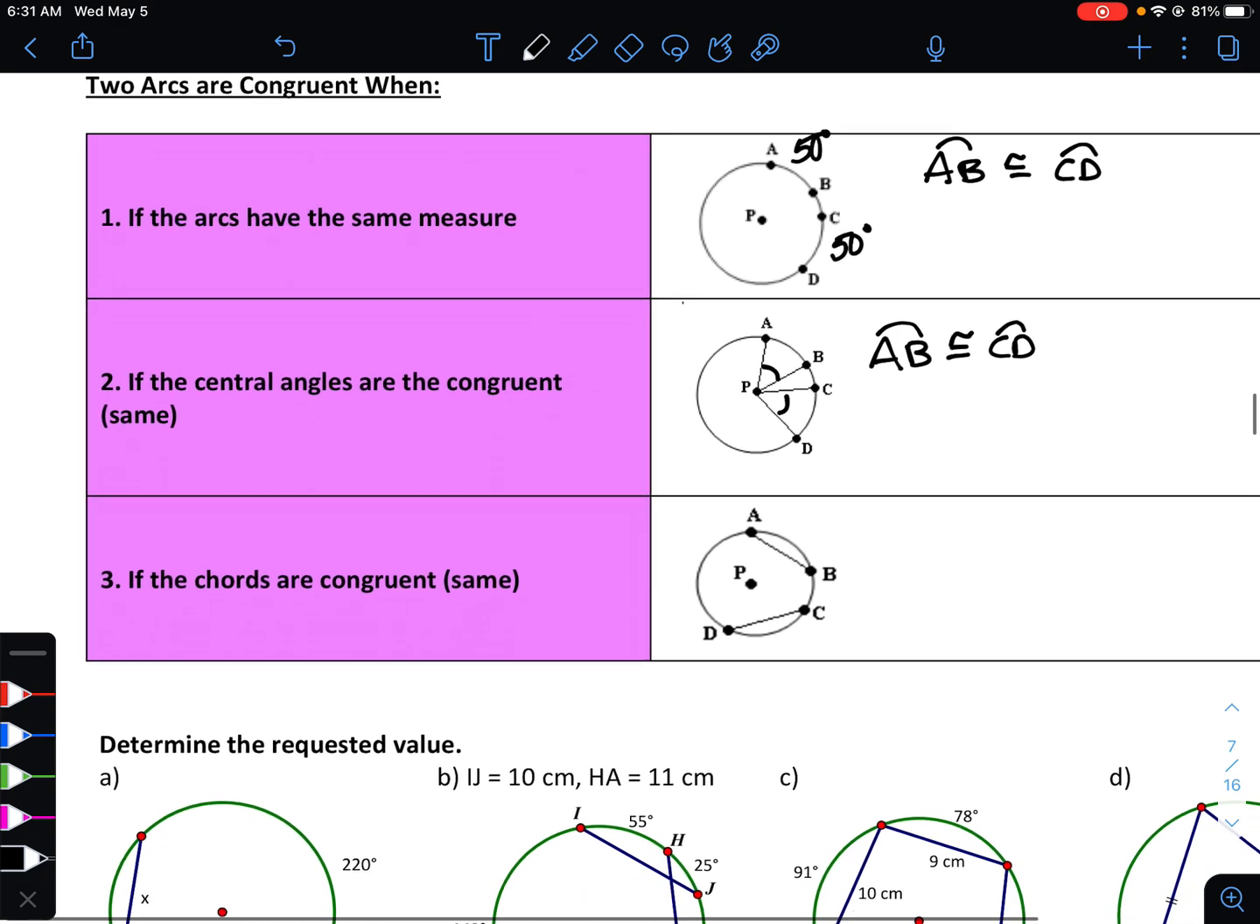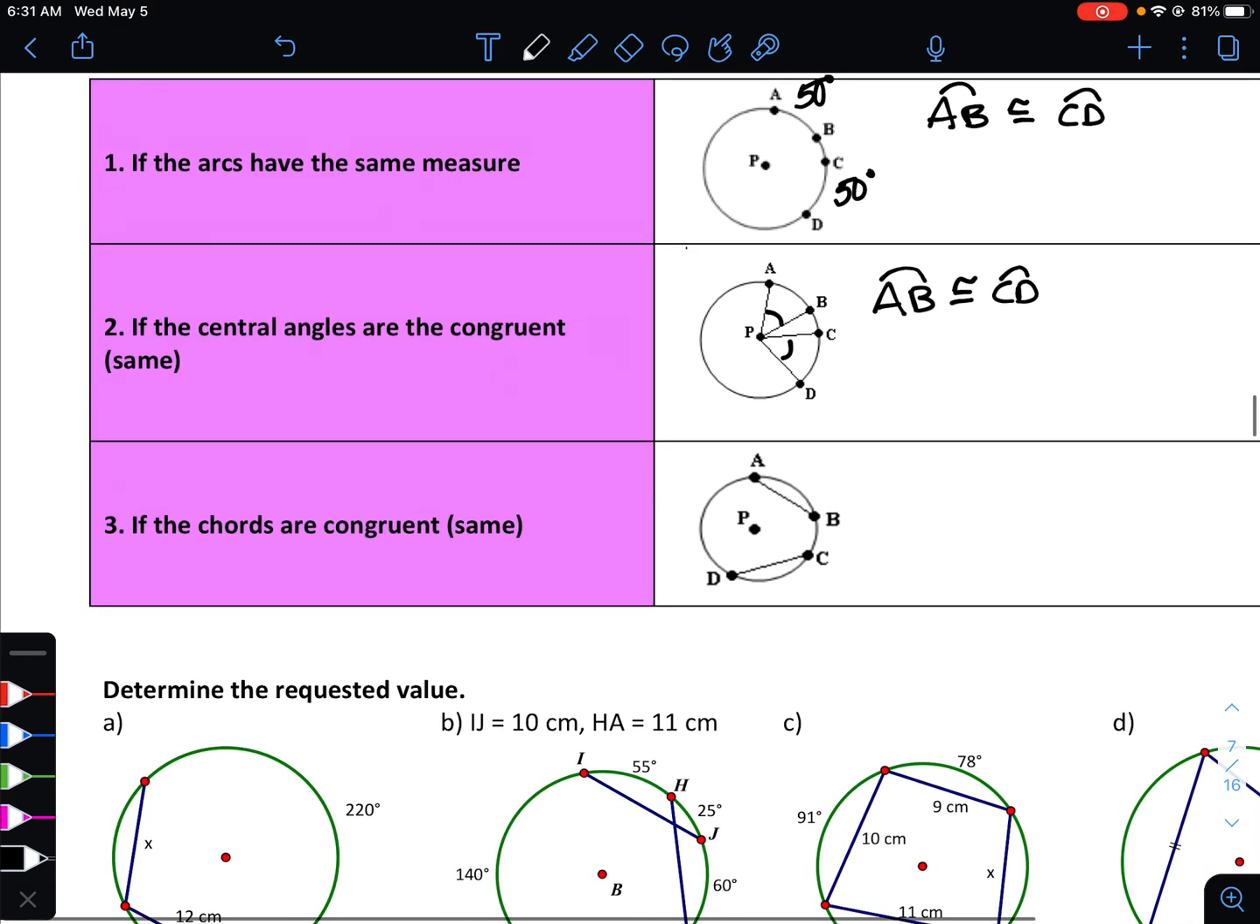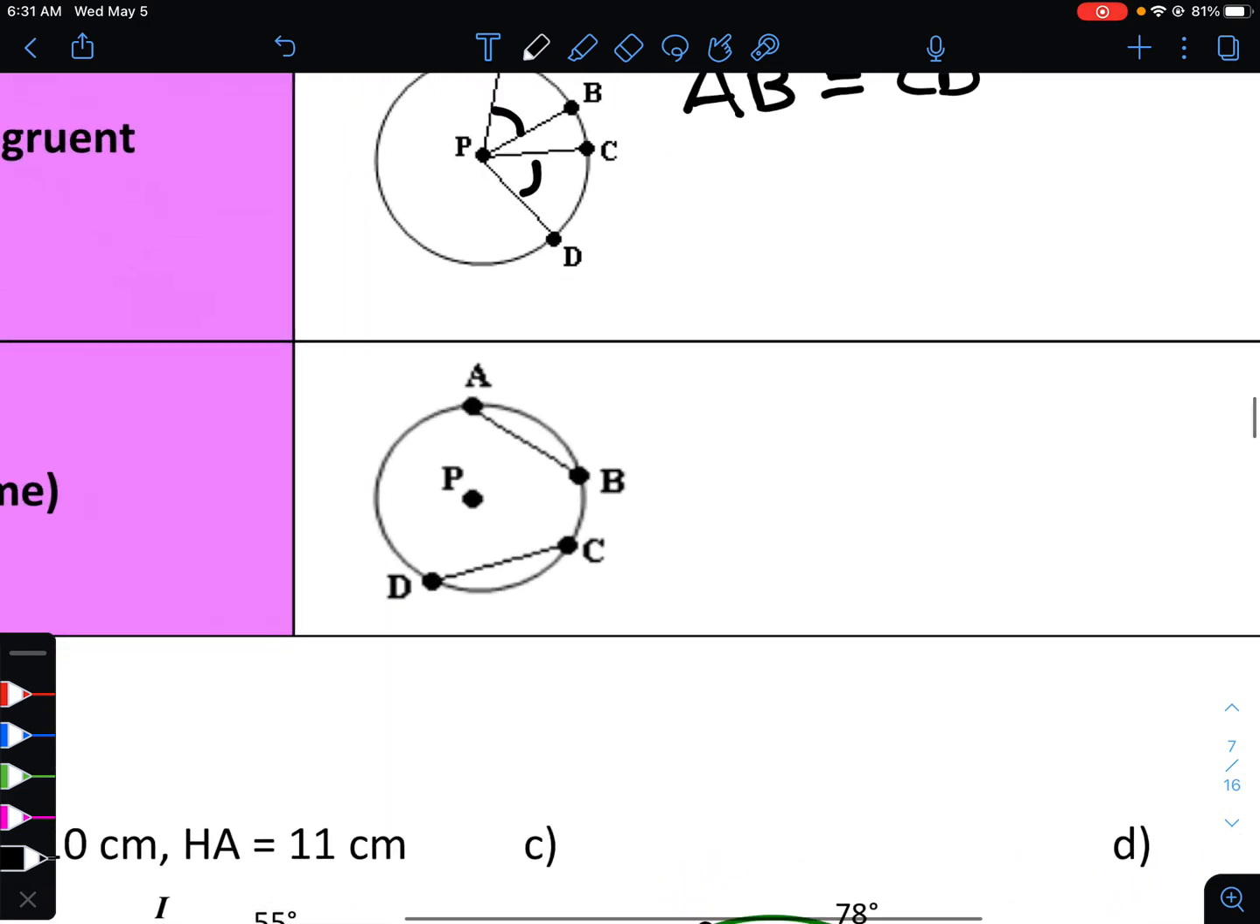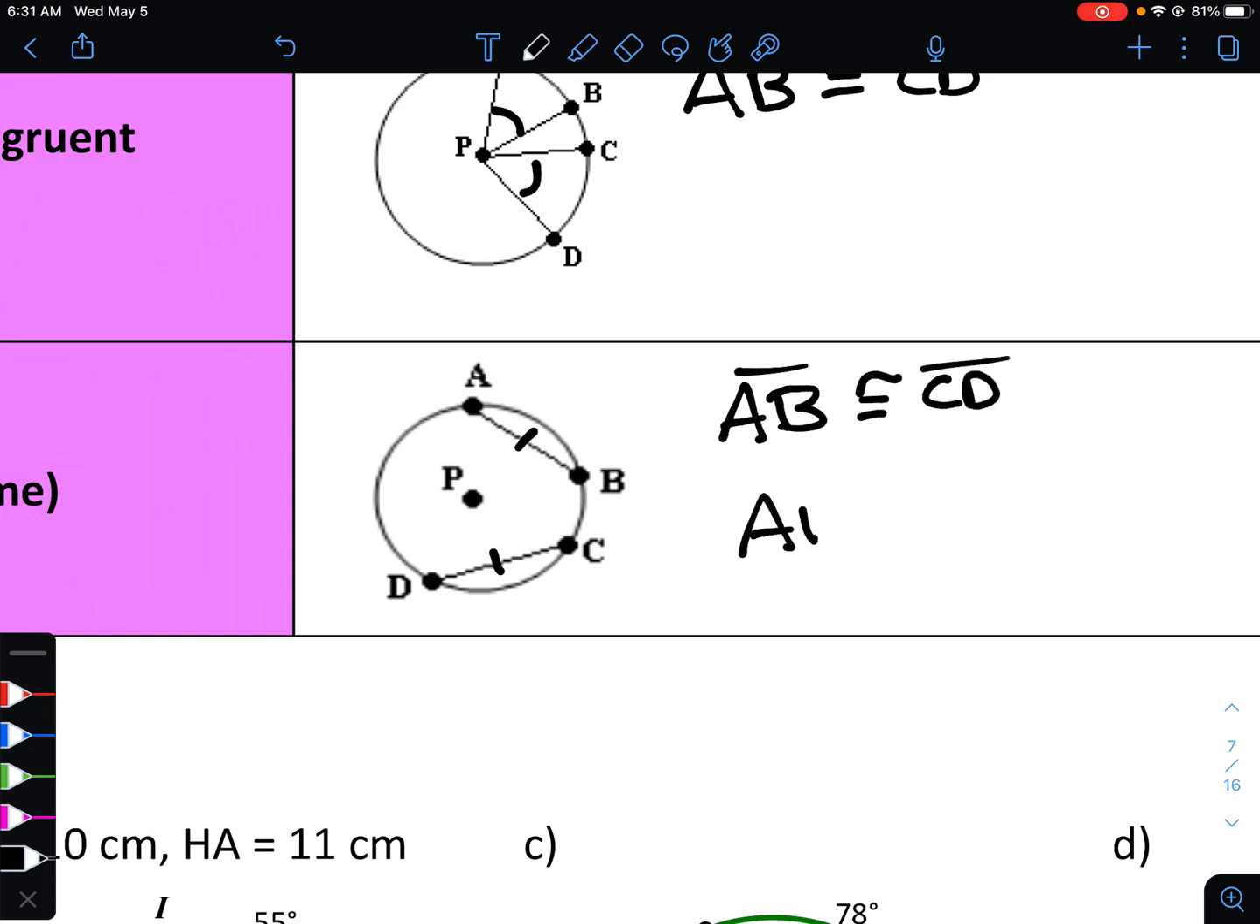The final way that we can say that two arcs are congruent is if the chords which are shared are congruent. In other words, if we knew that this chord AB was congruent to this chord DC, in other words, if we could say that AB is congruent to CD, then we could also say that the arcs which contain them, so arc AB, is congruent to arc CD.